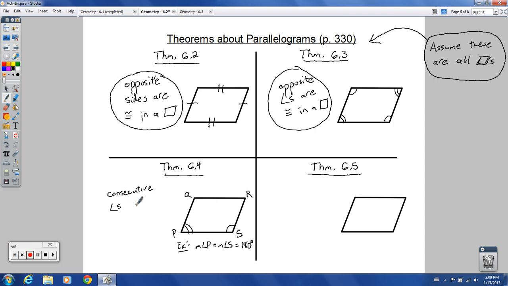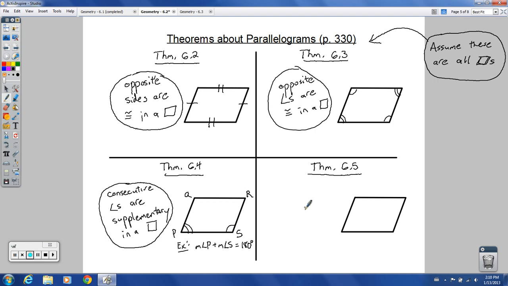So the big thing though to remember here is consecutive angles, they're supplementary. They're always adding up to 180. So consecutive angles are supplementary in any parallelogram. So in a parallelogram, that's always going to work. Another option you would have here, P plus Q, those two angles would be supplementary because they're consecutive angles in a parallelogram. Q plus R would also have to be 180, so would R plus S.